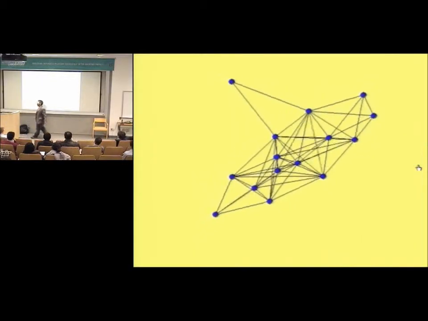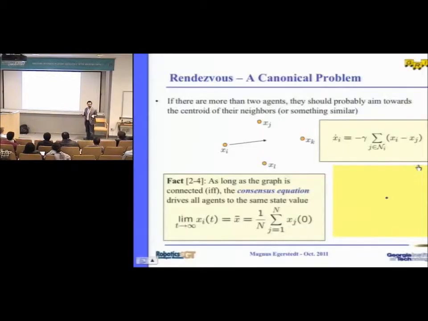So here's a video of this happening where they run the consensus equation. They all collapse down on the same point. But this will work only if there are no obstacles. Absolutely. At this point, there are no obstacles.